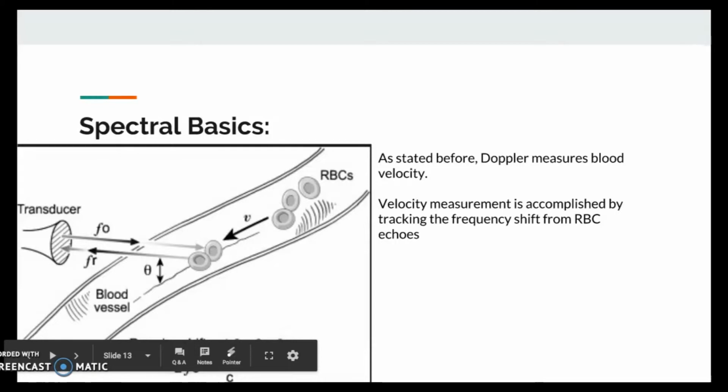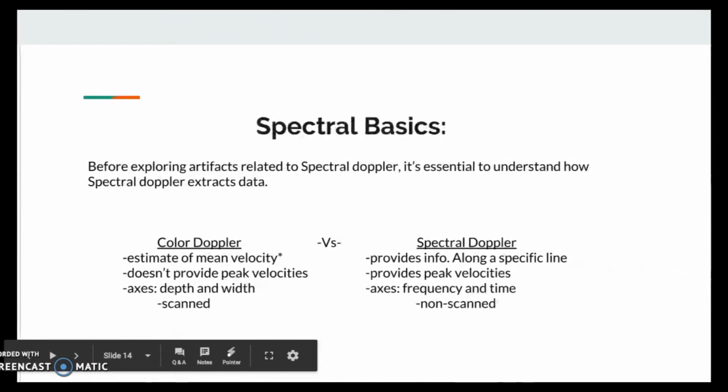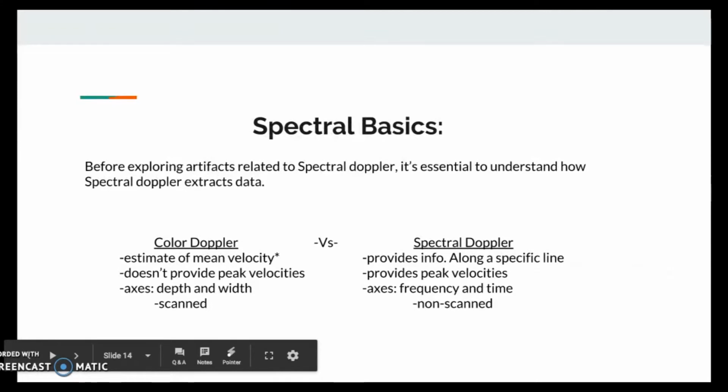Okay, moving on now to spectral basics. So Doppler measures blood velocity, and velocity measurement is accomplished by tracking the frequency shift from red blood cell echoes. Before exploring artifacts related to spectral Doppler, I thought it was really important to understand how spectral Doppler extracts data, and I thought it was best to illustrate this by comparing it to color Doppler.